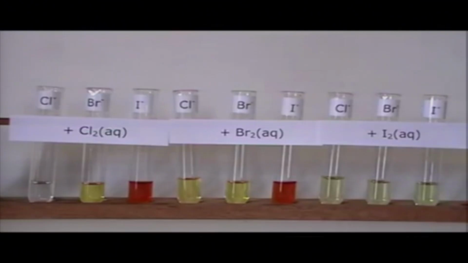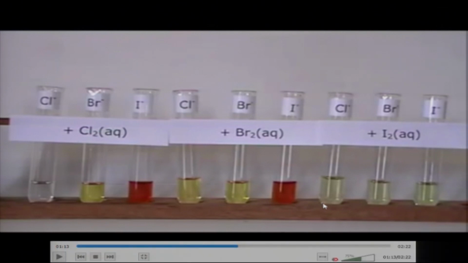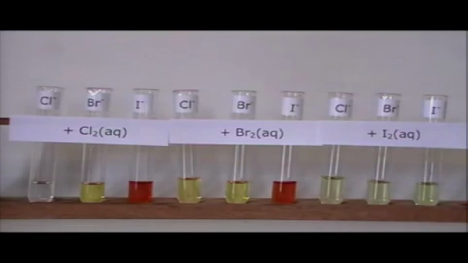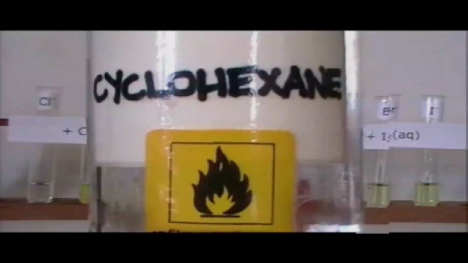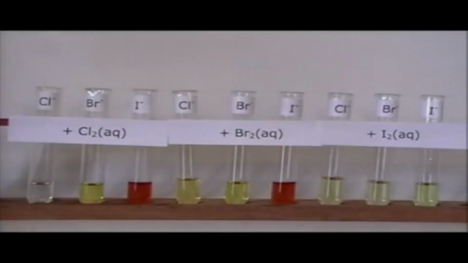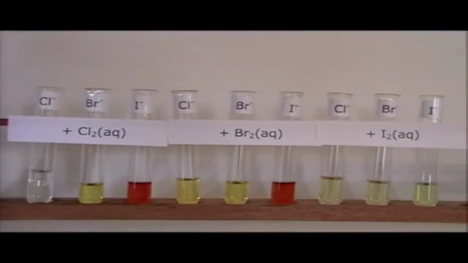So the next step, we are to add a solvent. Since these are covalently bonded, we use a non-polar solvent. It will clearly show us the presence of each component when the reaction ends. The solvent you're using is cyclohexane. We're adding it throughout in all.